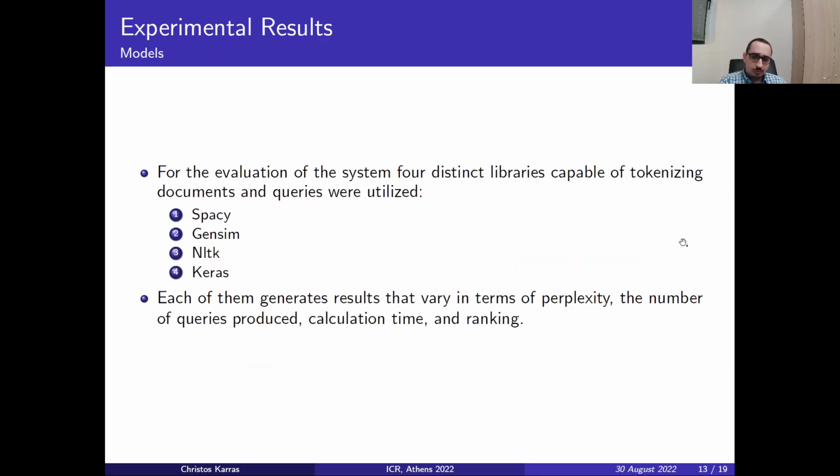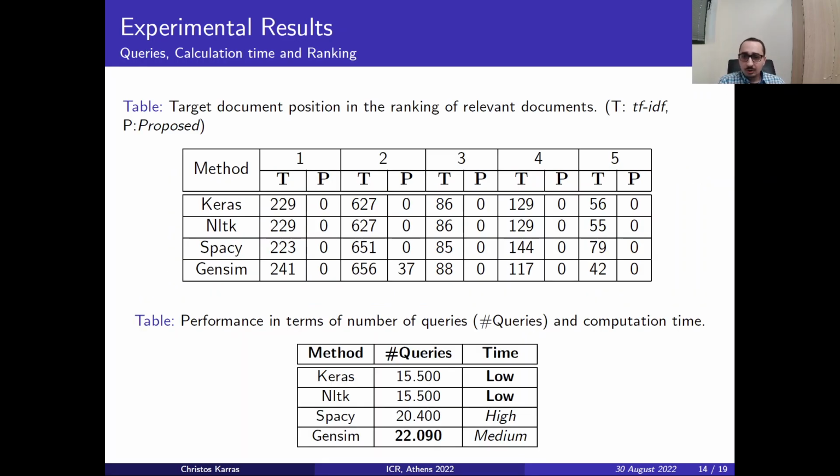Moving on to the models we utilize and the distinct libraries which are capable of tokenizing documents and queries, we utilize Spacy, Gensim, NLTK, and Keras. Each of them generates results that vary in terms of perplexity, number of queries produced, calculation time, and ranking. Here we have the table containing the document position and the ranking of relevant documents. With T we represent the tf-idf already known method, and with P we represent the proposed method.